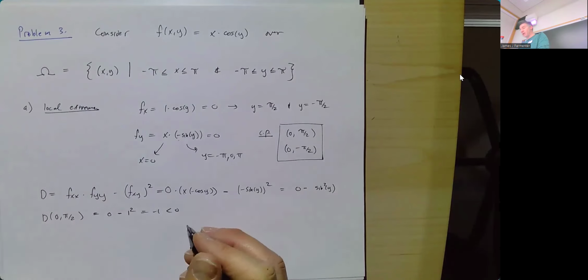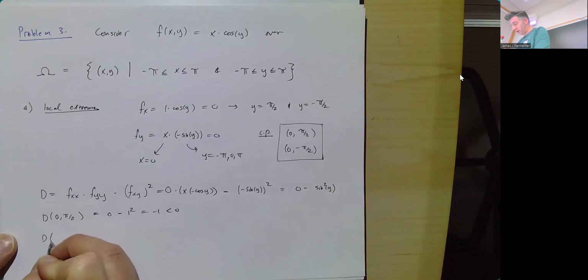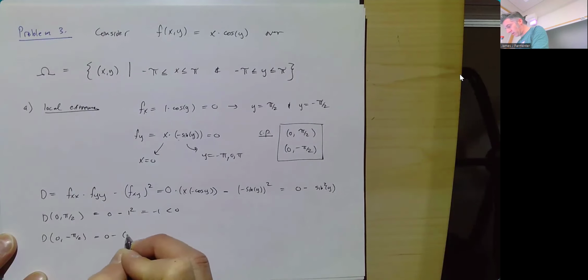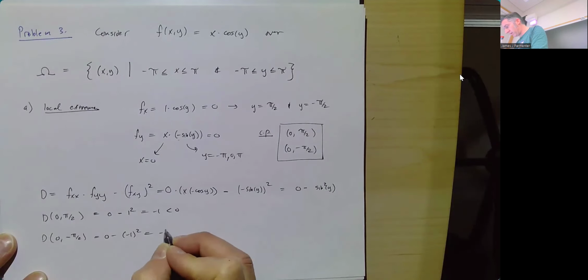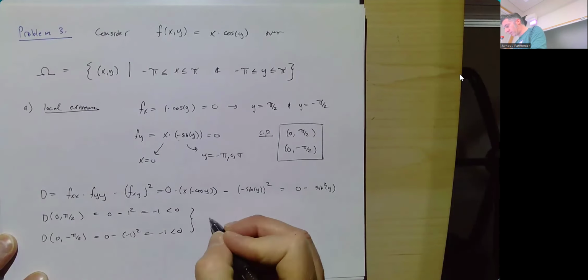And it doesn't matter if that was negative pi over 2. If I plug in negative pi over 2, I get the same deal. I get 0 minus negative 1 squared, which is still negative 1. So both of these are saddle points.